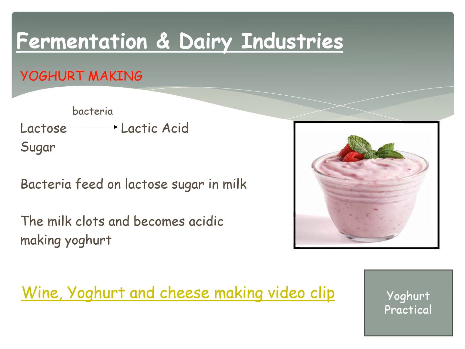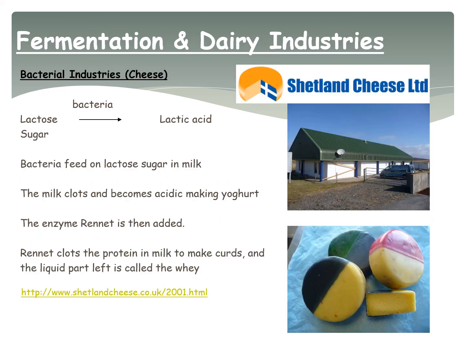So then we have fermentation in dairy industries. So in dairy industries is yogurt making. So there's a sugar in your milk and your yogurt called lactose, and when your bacteria act on it, they convert it into lactic acid, which makes a sour taste. So bacteria feed on lactose sugar in milk, and the milk clots and becomes acidic, and that makes yogurt and gives it that taste, so like strawberry taste, etc.